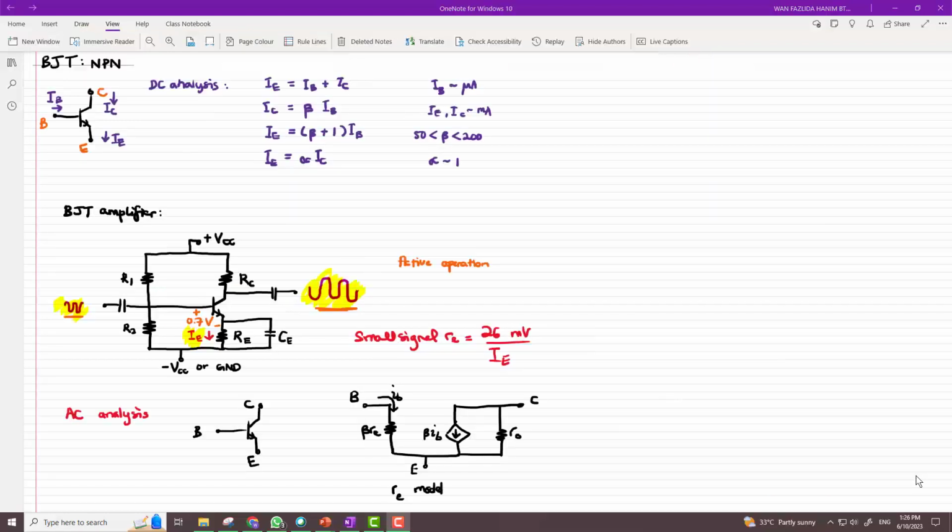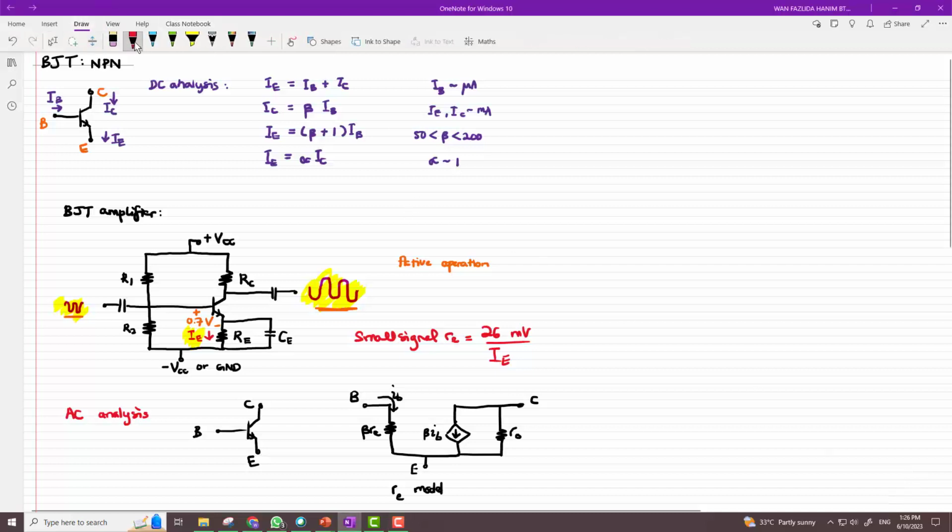Before I continue into the AC analysis, I'd like to point out here that RE, the small signal RE, is not the same as the emitter resistance RE in the DC biasing circuit here.